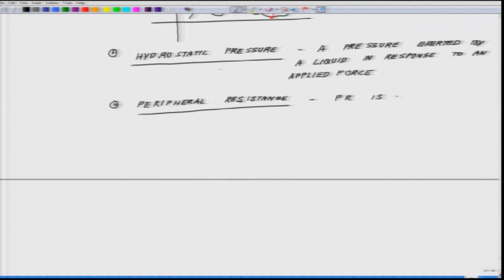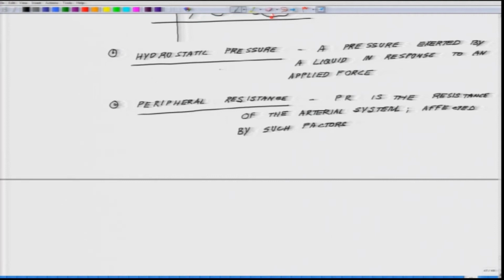Peripheral resistance, PR, is the resistance of the arterial system, affected by such factors as, this part is critical, now here keep a close eye.